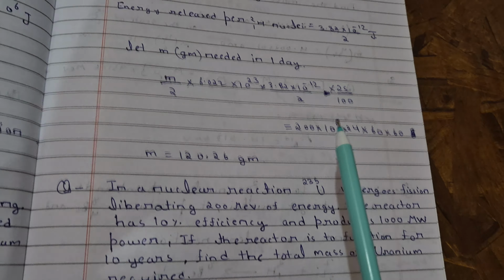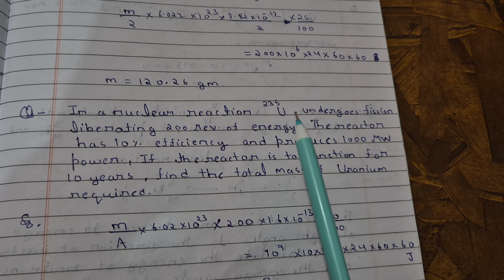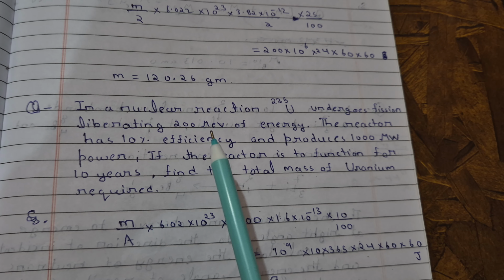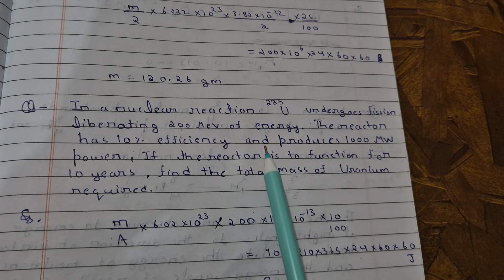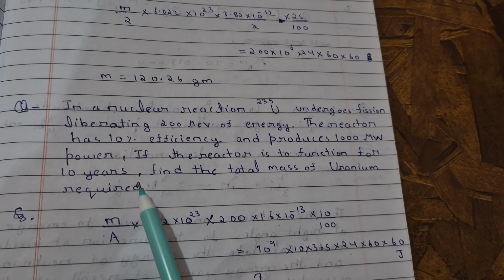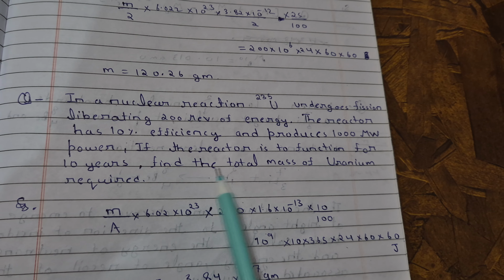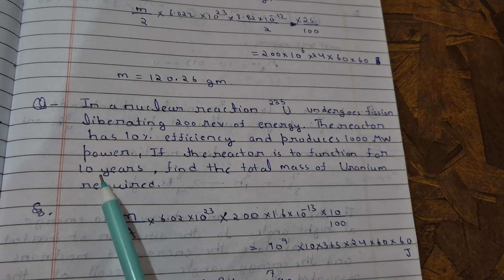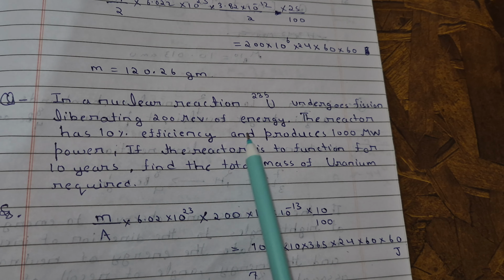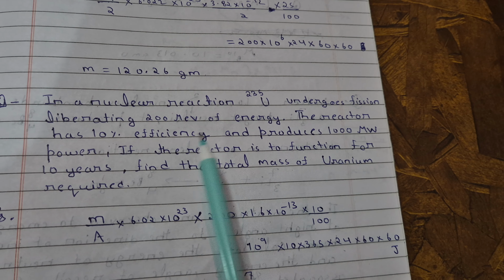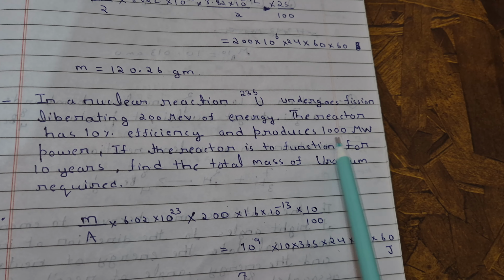And on the basis of the same concept, you have this question. In a nuclear reaction, uranium-235 undergoes fission, liberating 200 mega electron volt of energy. The reactor has 10% efficiency and produces 1000 megawatt power. If the reactor is to function for 10 years, find the total mass of uranium required. So it is working for 10 years. This time is given. So the reactor has 10% efficiency and produces 1000 megawatt power. So this amount of power it produces.